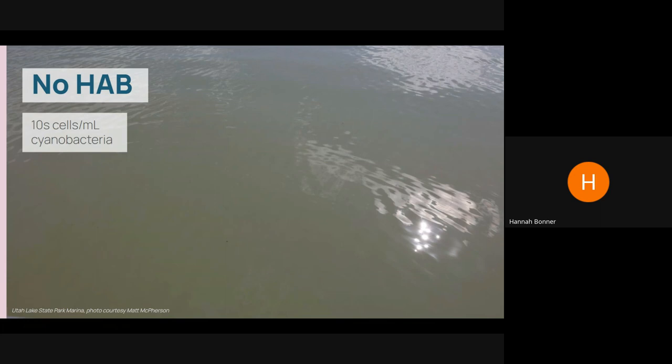Cyanobacteria, or this harmful algae, is actually present in low levels in pretty much every water body in the world. For example, this is a photo of Utah Lake, and it's not experiencing a HAB right now. We collected a sample, and we were seeing really low levels of cyanobacteria, so tens of cells per milliliter. However, there's a few things, many of them human-related, which can facilitate the formation of a harmful algal bloom.